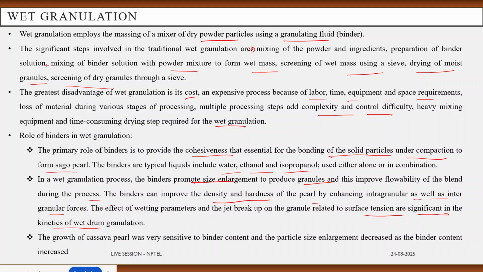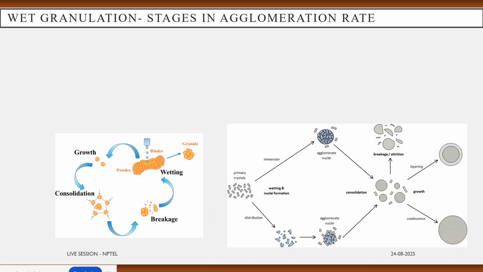So the growth of the granules is very sensitive to binder content, and the particle size enlargement decreased as the binder content is increased more and more. So we are now going to discuss the different stages involved in the agglomeration rate in the wet granulation process.